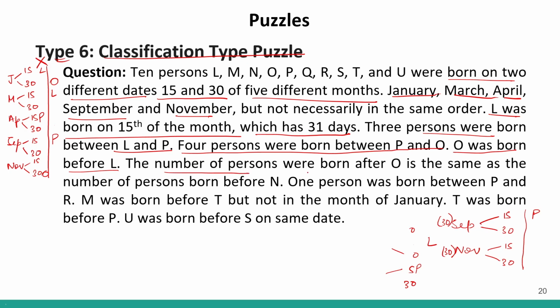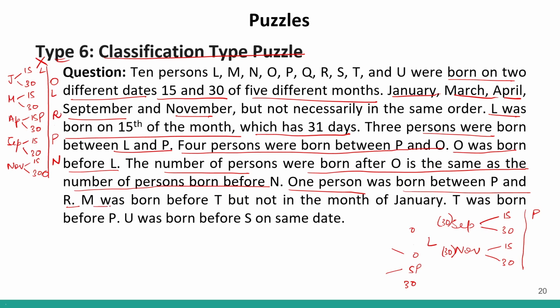The number of persons born after O is the same as the number of persons born before N. So if O is born second from the top, N will be born second from the bottom, correct? Because after O we have same number of people as before N. So N will be second from the bottom, O will be second from the top. One person was born between P and R. So between P and R we have one person, so we cannot place it in the position of N. We will place R over here.